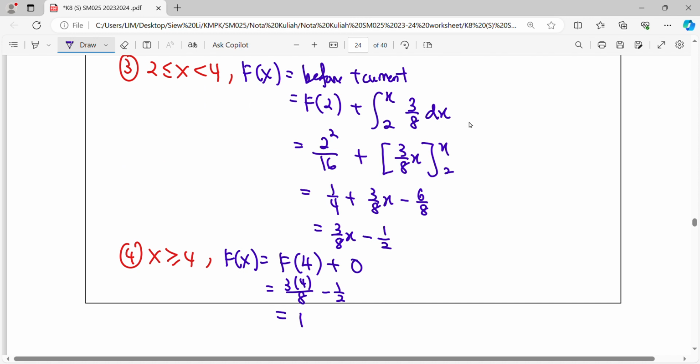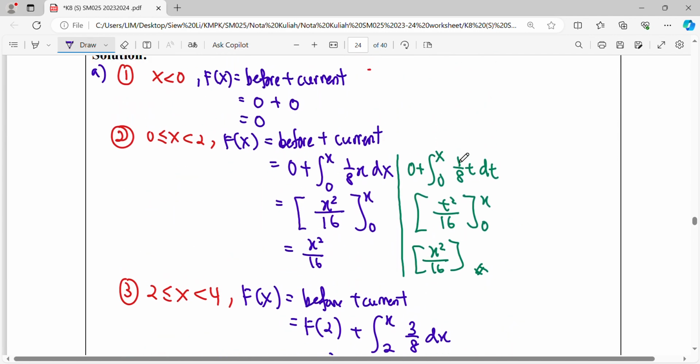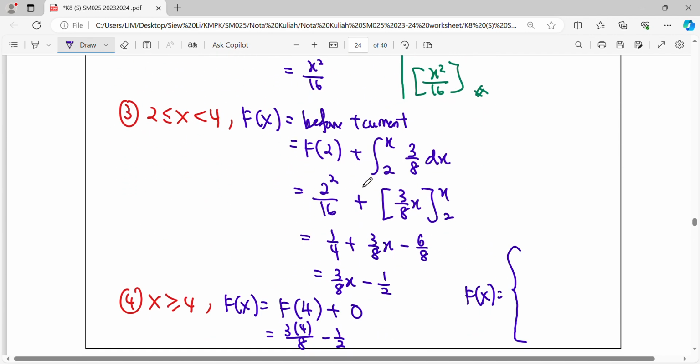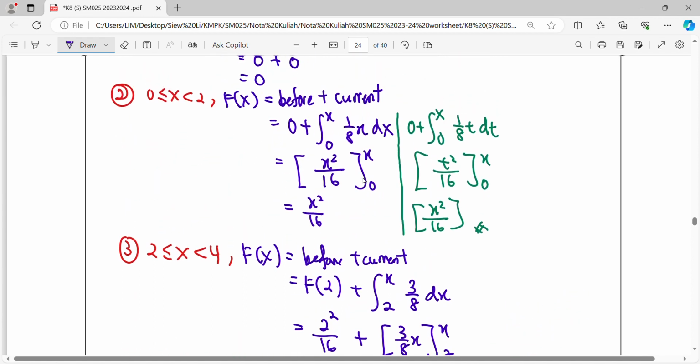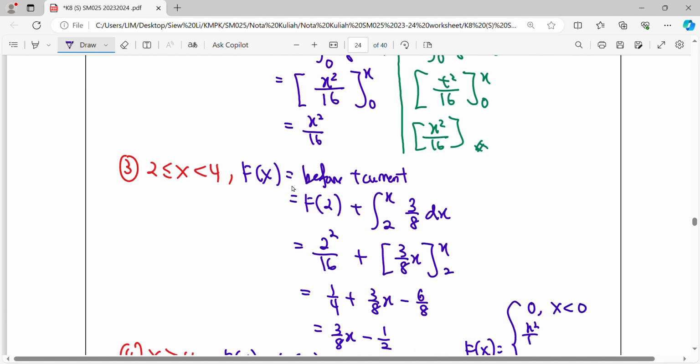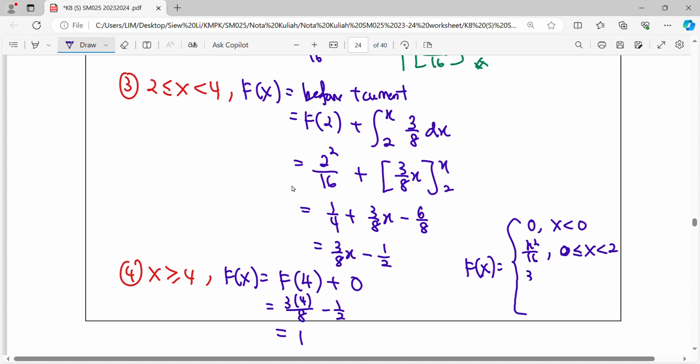We need to write it as a function, in your result. Starting from the first step, which is 0 for x less than 0. Second result, x squared over 16 for this interval. And third result, 3 over 8 x minus 1 over 2 for 2 until 4. Lastly, 1 for x more than or equal to 4.